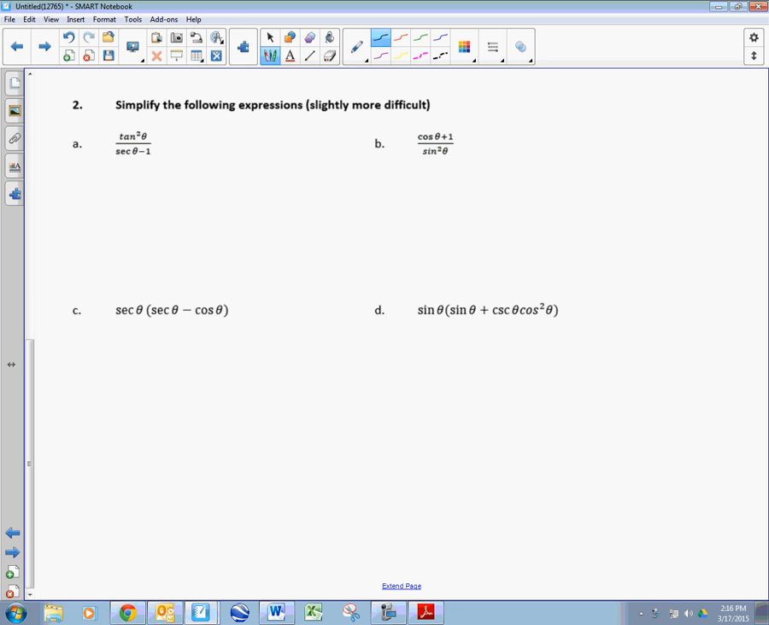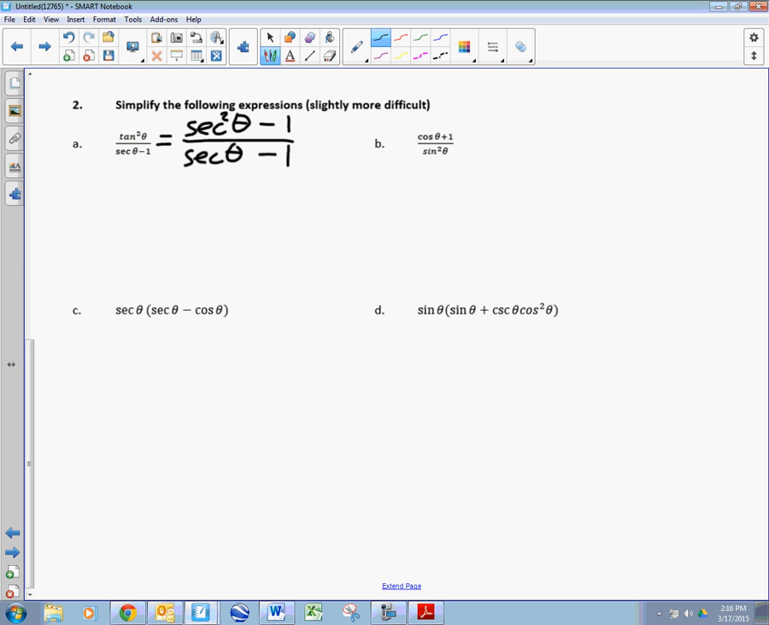minus 1. What is secant squared minus 1 equal to? Tangent squared. But secant minus 1 is not a tangent. What we can do is this. I can put secant squared minus 1 in for tangent squared. Now, some people might be like, well, why would you do that? You're kind of going in reverse order.